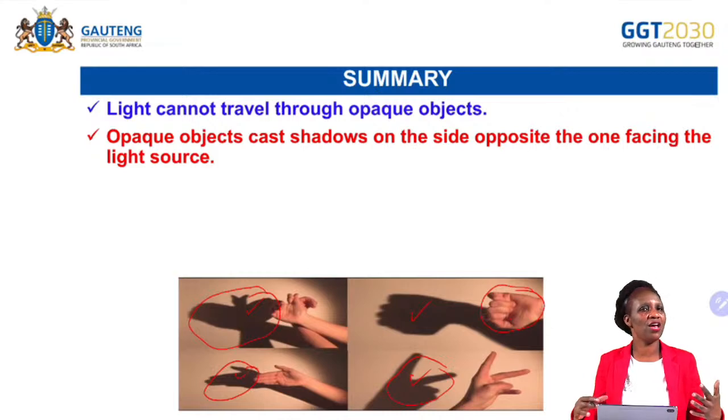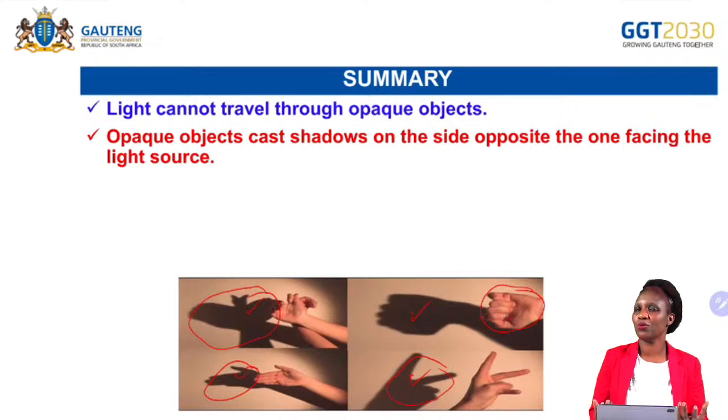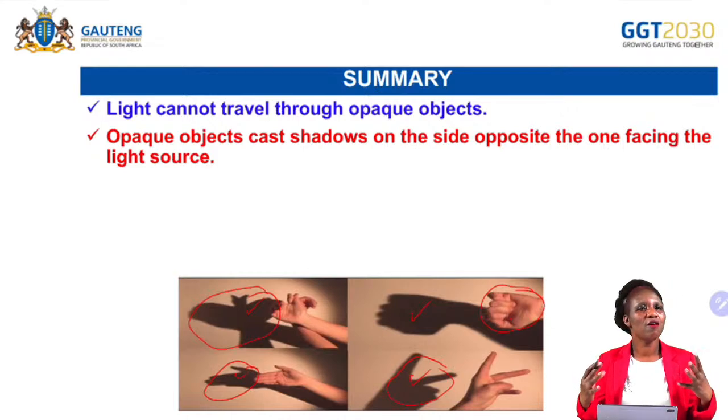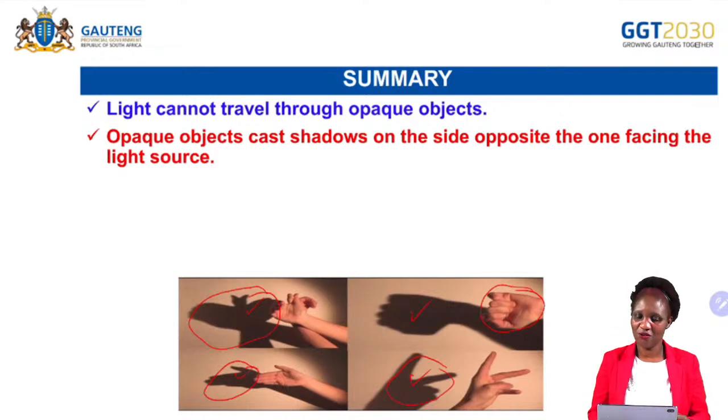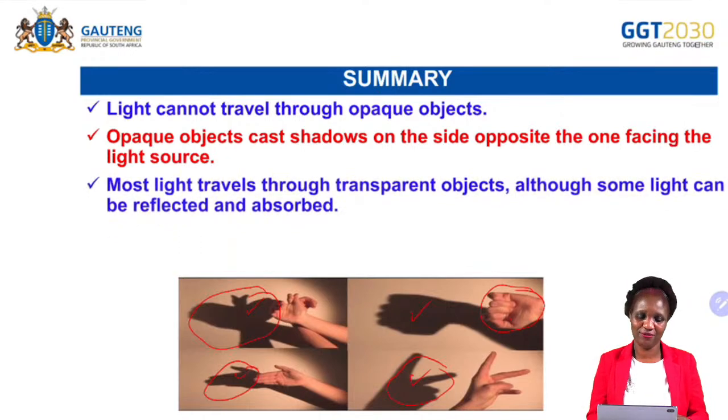These ones show that the light source is near. But if it is further away, then what are we going to see? We're going to see very small shadows. Do you get that? We are going to see very small shadows, grade 8. All right. Let's carry on.